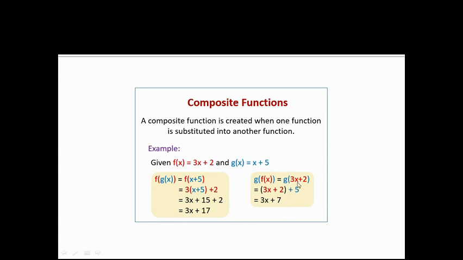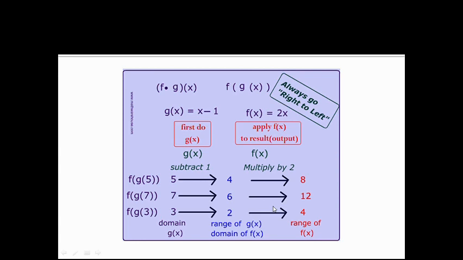So g of 3x plus 2. But we know g is such a type of function in which when we substitute x, we get x plus 5. So here we have 3x plus 2 instead of this x. So g adds 5 to this x, which is 3x plus 2. So 3x plus 2 plus 5 gives us 3x plus 7.